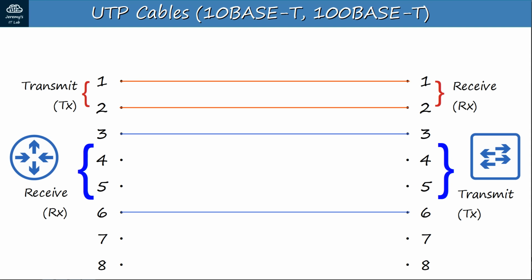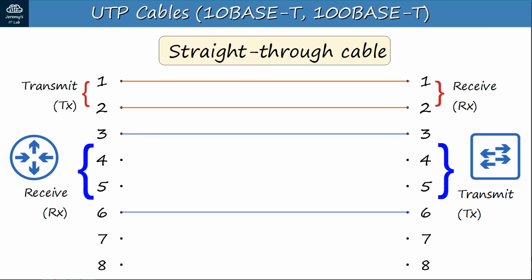Once again, switches are the opposite. They receive data on pins 1 and 2, and transmit data on pins 3 and 6. When connecting a PC to a switch, or a router to a switch, this works fine. Because they transmit and receive on opposite pin pairs, a regular cable like this works well. This kind of cable, by the way, is called a straight-through cable.